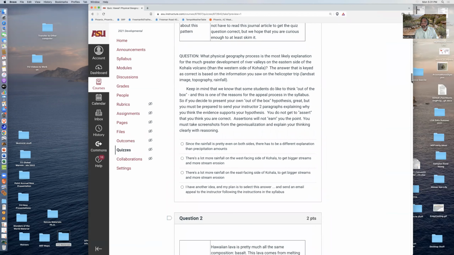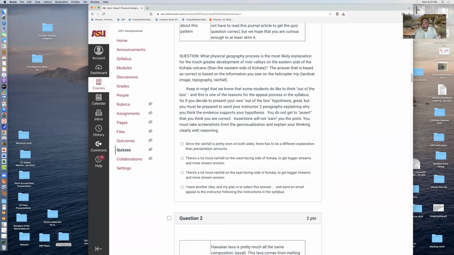What physical geography process is the most likely explanation for the much greater development of river valleys on the eastern side of the Kohala volcano than the western side? The answer that is keyed correct is based upon the information you saw on the helicopter trip, looking at the Landsat image, the topography, and the rainfall.